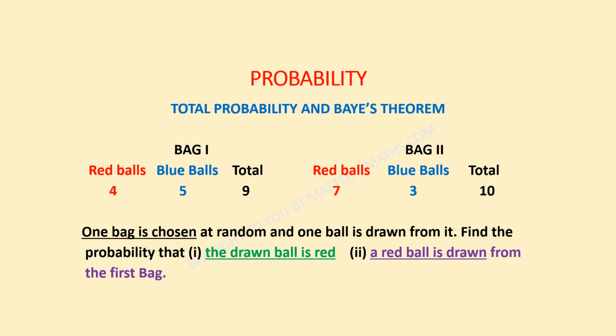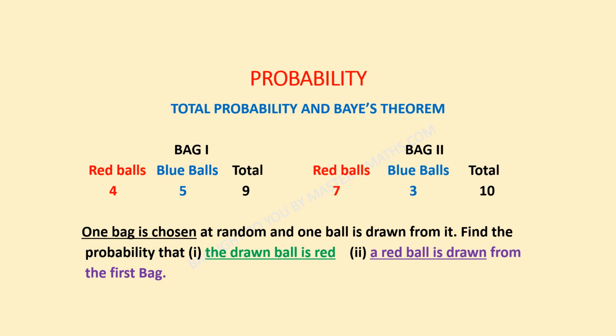Now, the first subdivision asks you to find the probability that the drawn ball is red. That's all. So, what does it imply? Either you can choose the first bag and draw a red ball out of it, or, meaning plus in probability, you can choose the second bag and draw a red ball from it. So, this is called the total probability. These are the two possible options for you and there is nothing else. You can draw a red ball only in these two ways.